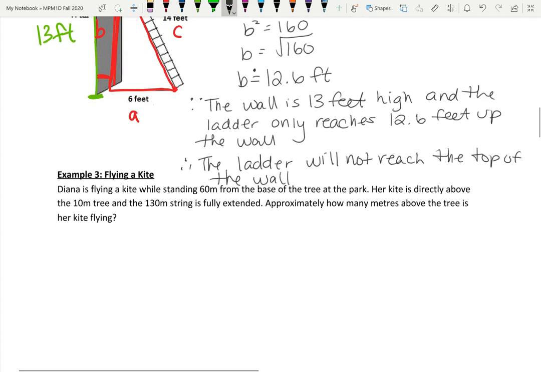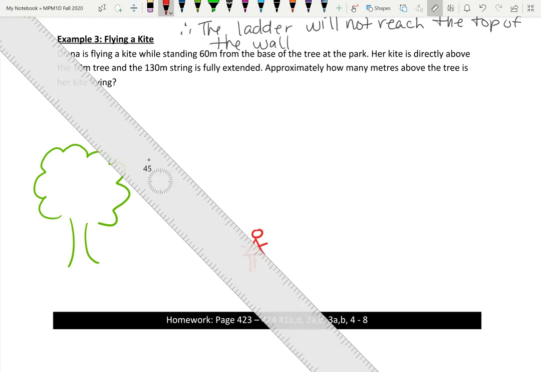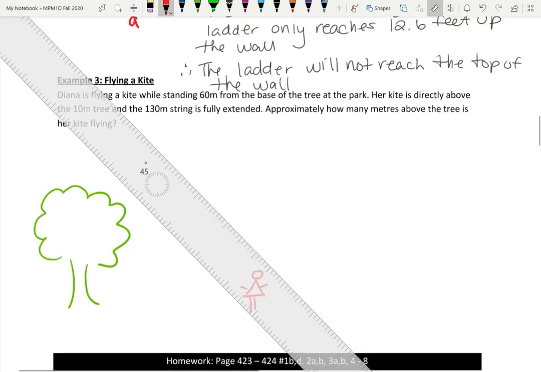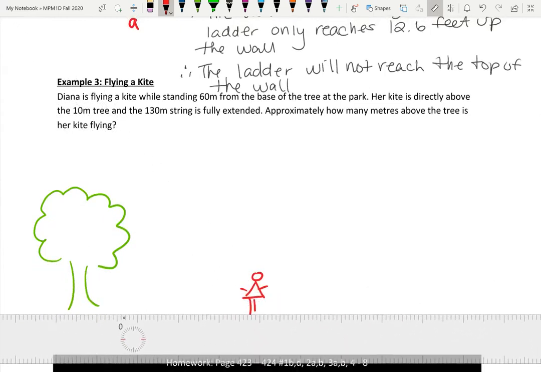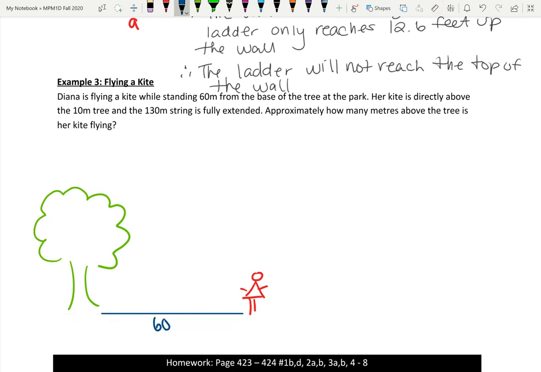Okay, let's try another word problem. Diana is flying a kite while standing 60 meters from the base of a tree. Okay, so let's draw the tree. Diana is over here and is standing. I'm going to use a ruler for this so it's a little bit neater. 60 meters from the base. So the base of the tree to Diana is 60 meters.